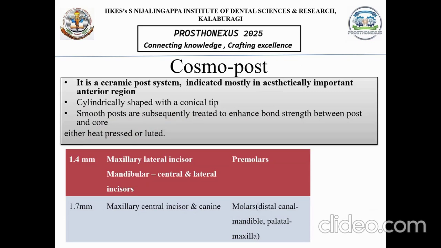Cosmopost. Now this is the most recent one. It is a ceramic post system indicated mostly in the aesthetically important anterior region. The smooth post is subsequently treated to enhance bond strength between post and core, either heat pressed or luted.